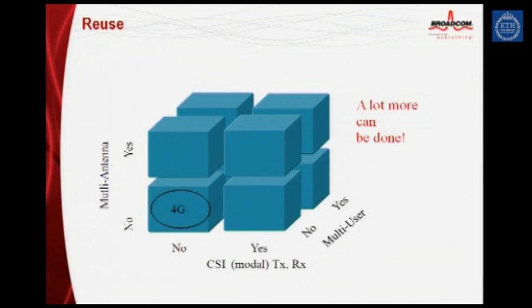So today in 4G, the reuse ideas, ICIC and all the ideas, are very simplistic. It doesn't use all the levers, and there are many more levers I haven't mentioned here. So reuse can be made much more sophisticated, and hopefully more effective, if we can bring all the levers in. But the problem, of course, is complexity. So a lot more can be done, but at a high complexity cost.